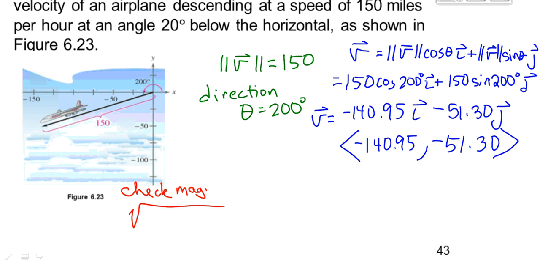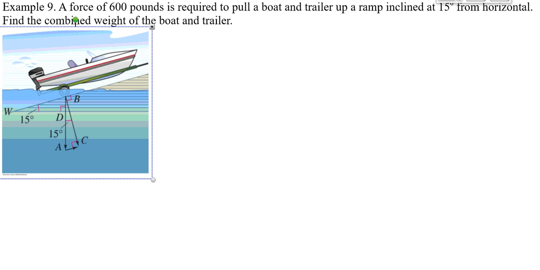So the square root of negative 140.95 in parentheses squared plus negative 51.30 squared should be approximately what? Right, which is approximately 150. So 149.995. And so that is a check. And of course, because those weren't exact values, it's not going to be the exact thing. So the next one is always a little bit harder for me, and this is a force problem.